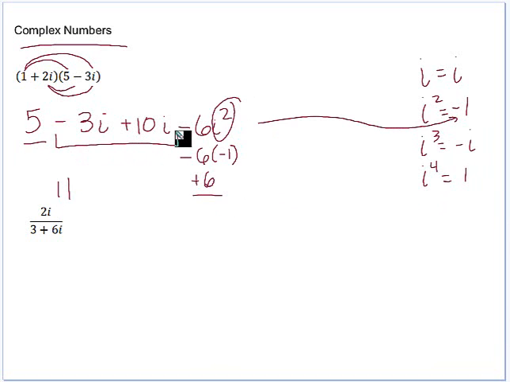And then we can combine our i's together because they're like terms. So -3 plus 10 is 7. So this would be 11 plus 7i.